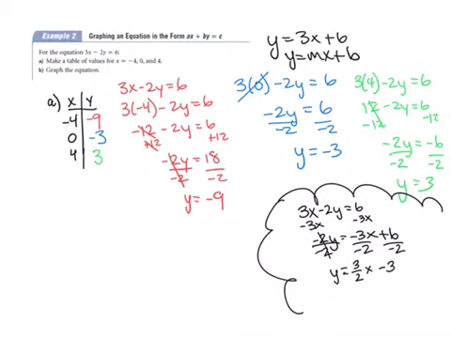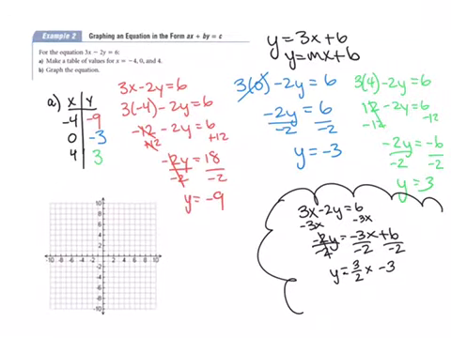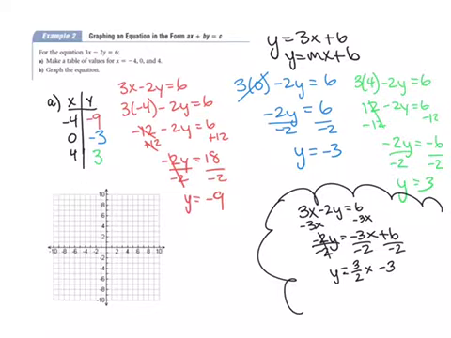That's totally fine. So next, the question asks us to graph the equation, and I'm actually going to insert a picture of my graph. So let's plot our points. Let's do it with yellow this time. So we have -4, -9. Then we have 0, -3. And then we have 4 and 3.